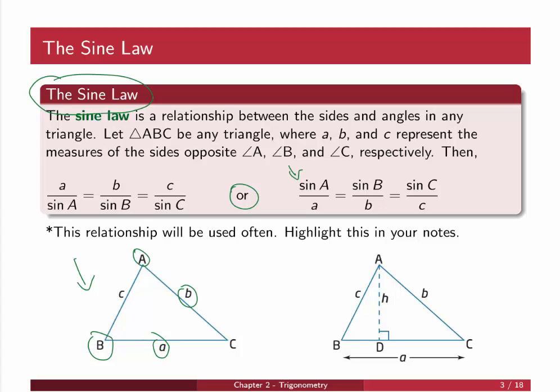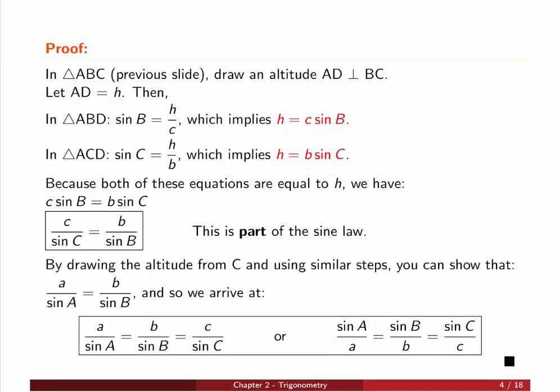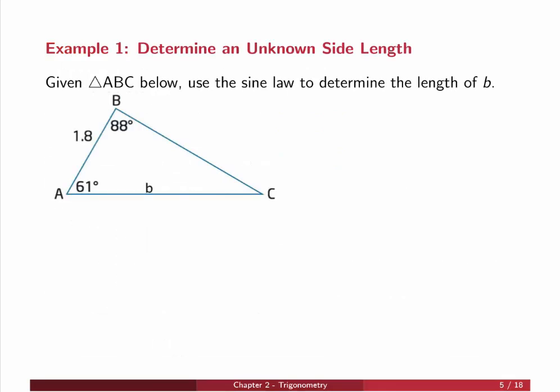Okay. The proof of this is quite straightforward, and you can read it through here. But we're going to get right to an example. What can you use this for? So the first type of example we're going to talk about is determining an unknown side length.